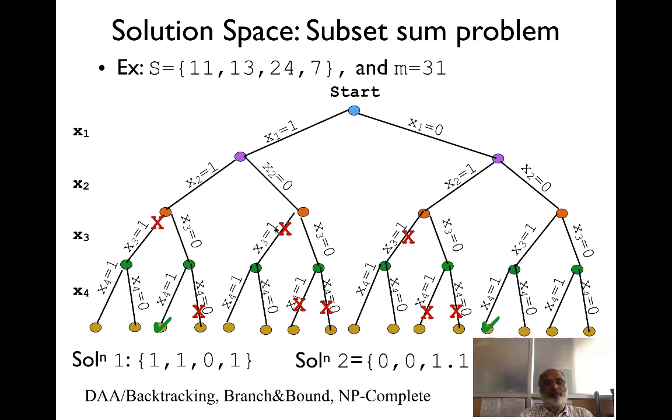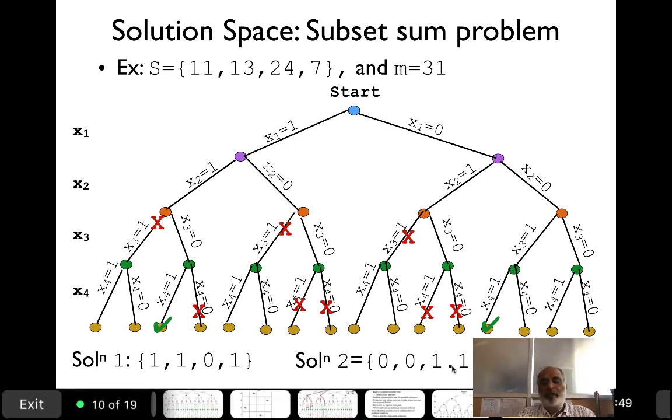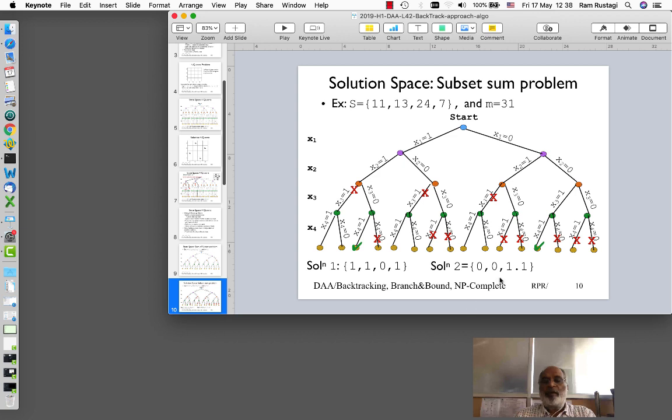So exploring this, the first solution is tuple 1, 1, 0, 1, and the second tuple is 0, 0, 1, 1. Sorry, again there's a typo there. That is not a dot. This value should be 1. Let me correct it. And that's where you found a solution.